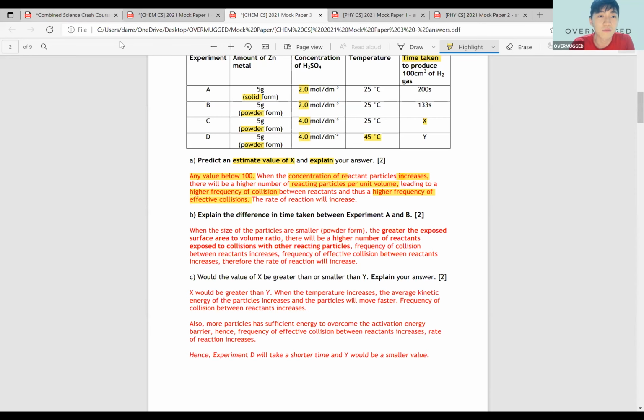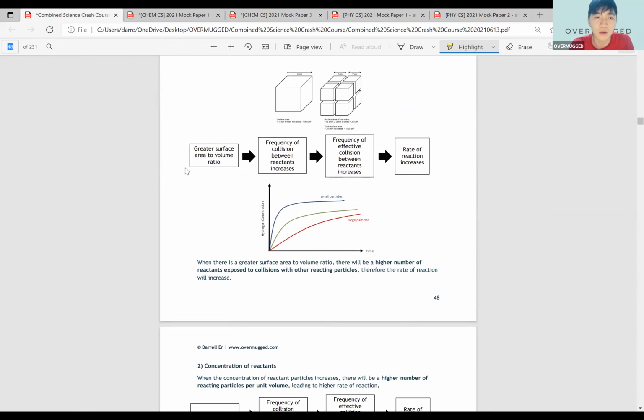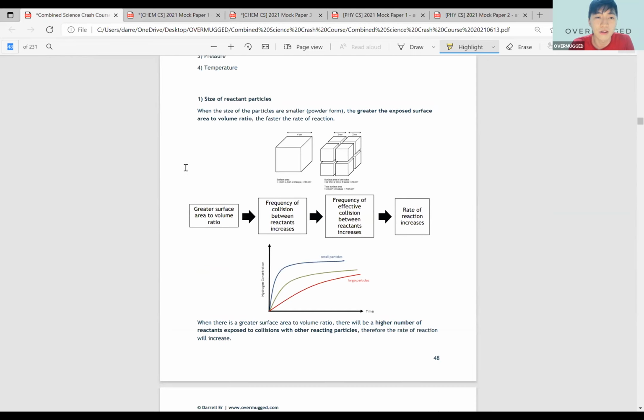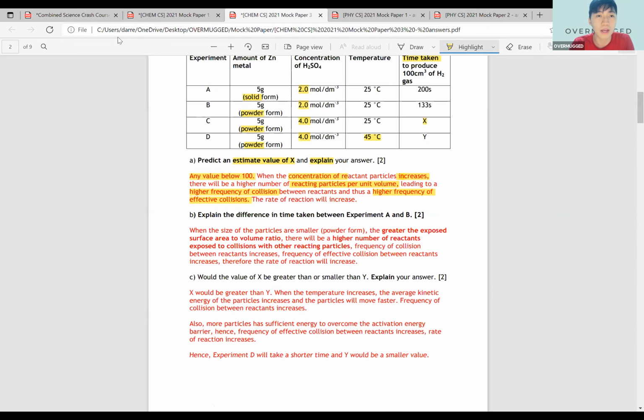So this one, once again, if we go back to the notes, solid versus powder, which one? It's about the surface area to volume ratio. If you go back to the answer, you take note the keywords here would be: when they are in powder form, greater exposed surface area to volume ratio, higher number of reactant particles will collide, frequency of collision increases, frequency of effective collision increases. Therefore, time taken would be lesser because rate of reaction is faster.